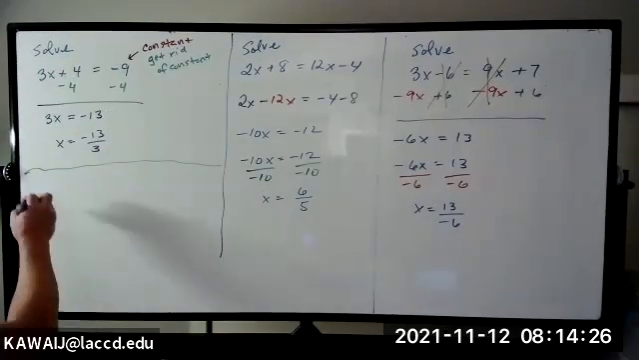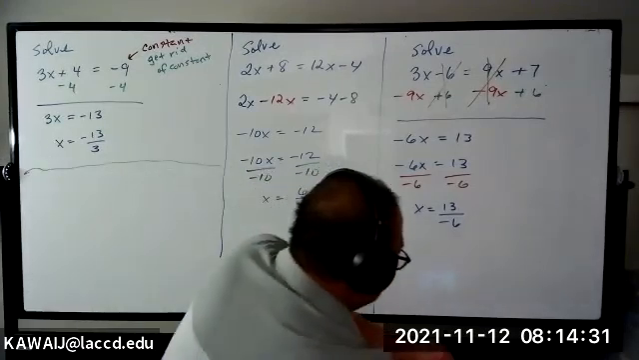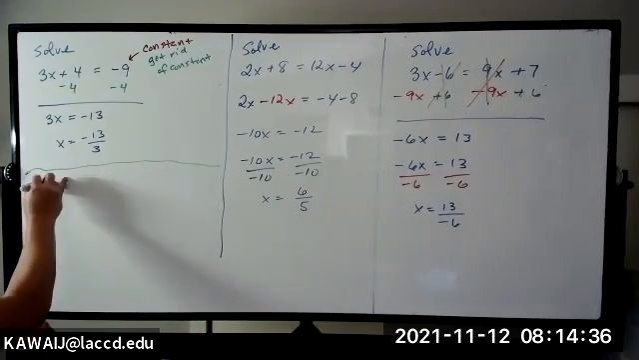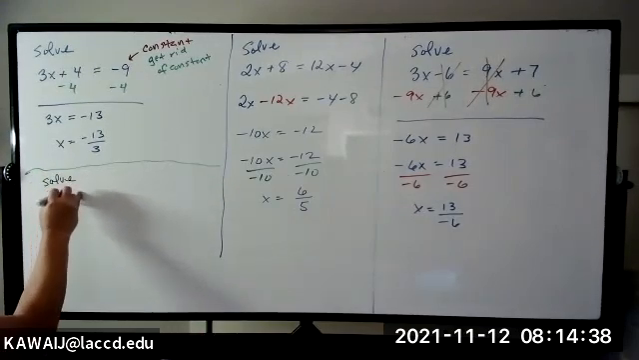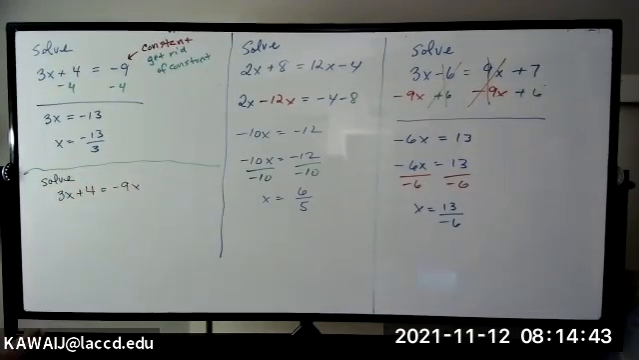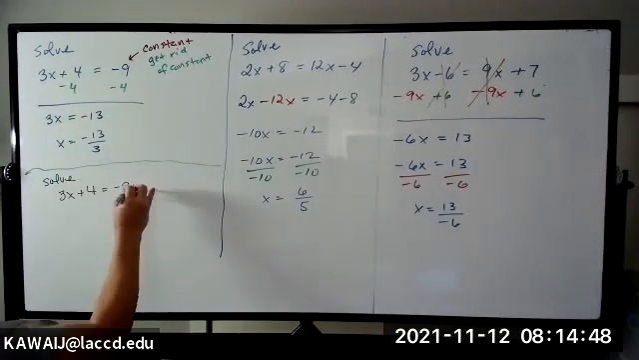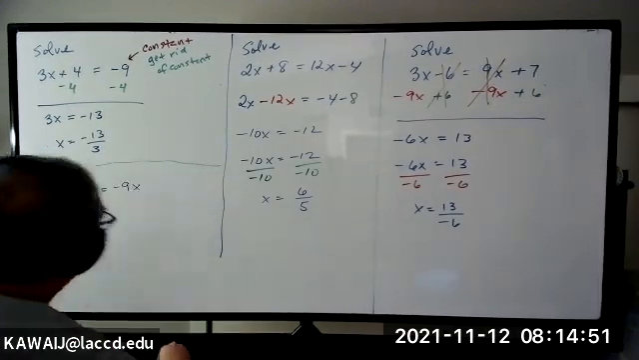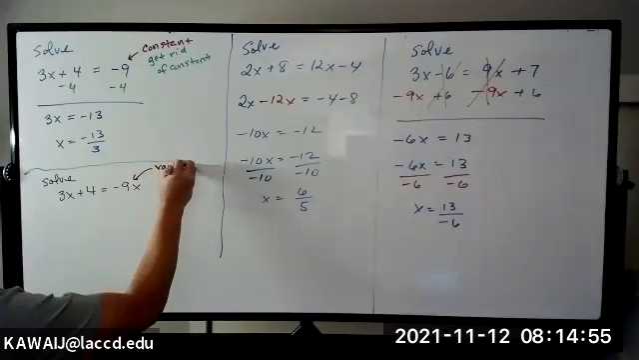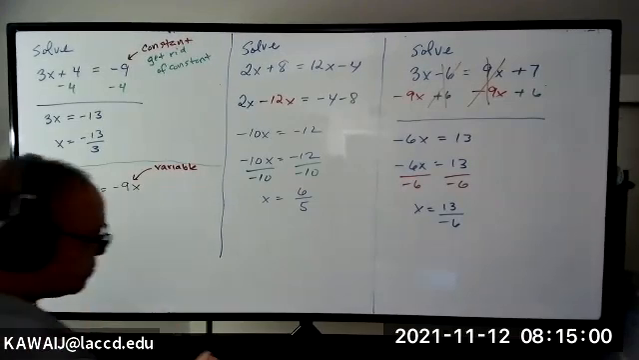Now, let me contrast that with something that looks like this. Okay. Now, instead of having a constant out here, I now have a variable. So if we have a variable, what we want to do is get rid of the variable on this side.